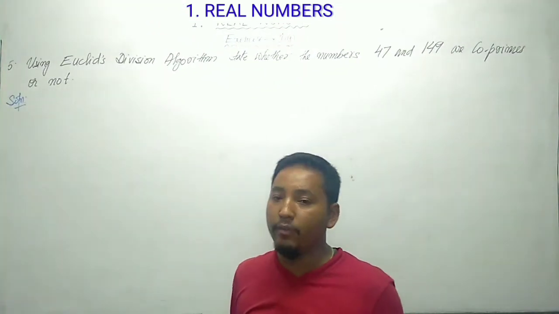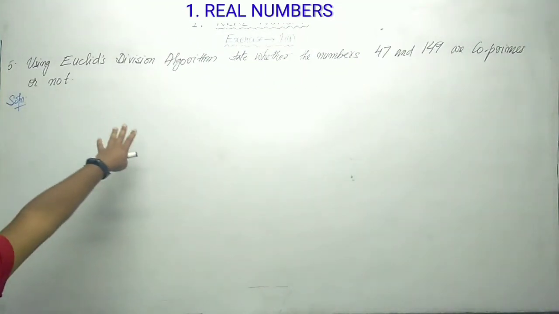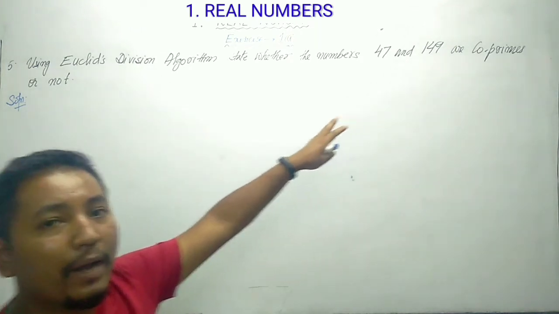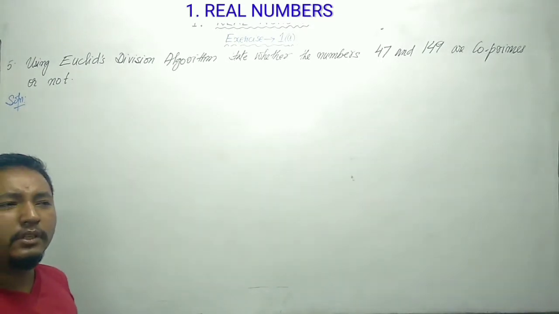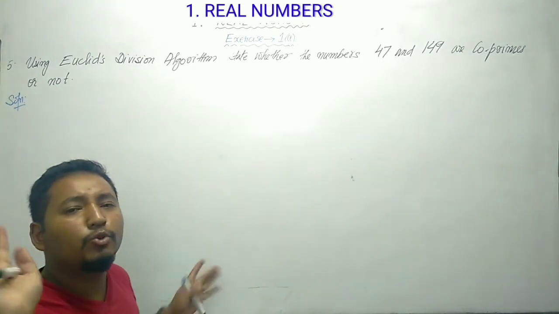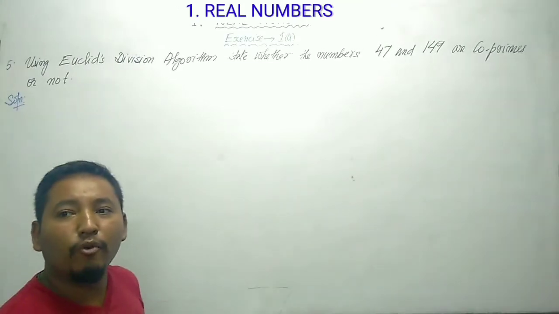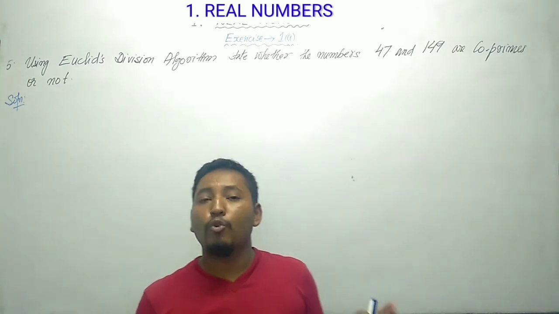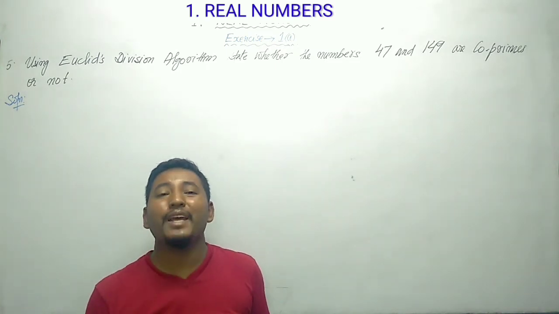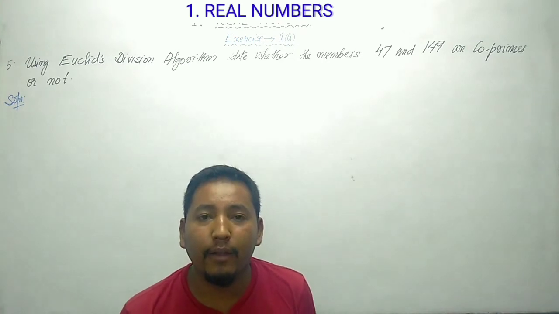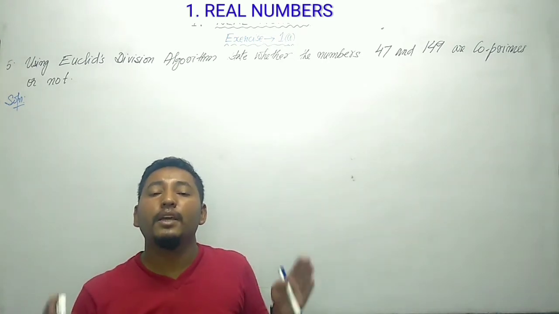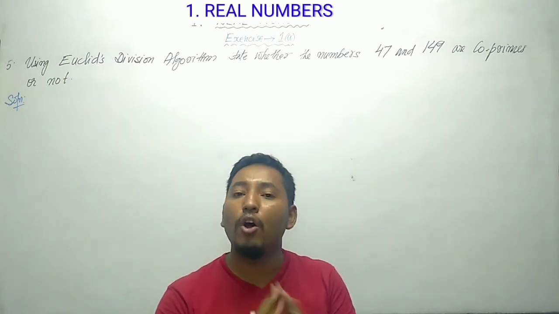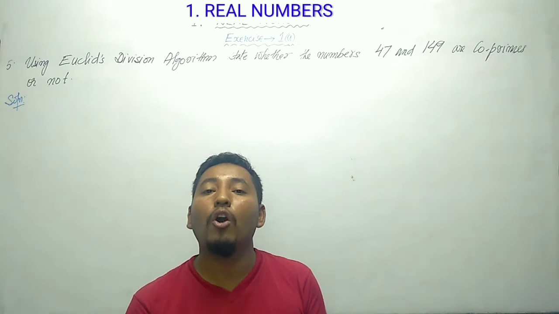Let us try question number 5, which says, using Euclid's division algorithm, state whether the numbers 47 and 149 are co-primes or not. Now what are co-primes? I'll just give you a small example. 2 and 3 are co-primes. 4 and 5 are co-primes. 7 and 9 are co-primes. So what are co-primes? Co-primes are those numbers whose HCF is 1. If the HCF of the given numbers is 1, then the numbers are said to be co-prime. And if the HCF is not 1, the numbers are not co-prime.